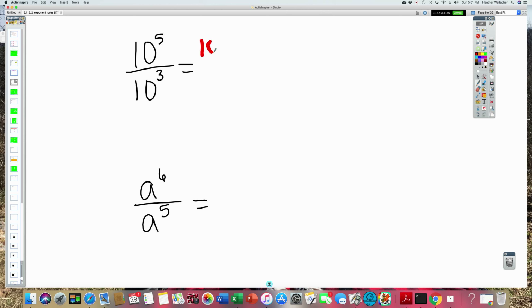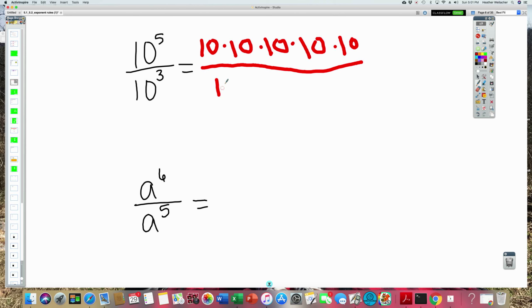So I will do this one more time. If I had 10 to the 5th, that would be 10 times itself 5 times. And the denominator, I have 10 to the 3rd. Sorry, that looks really bad. Would be 10 times 10 times 10. And so if I were to simplify, I have 10 over 10, which is just 1, so I can cancel those out. 10 over 10 is 1.